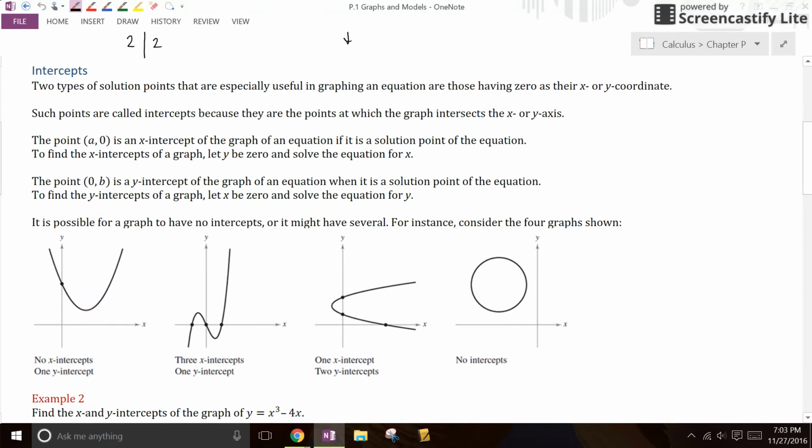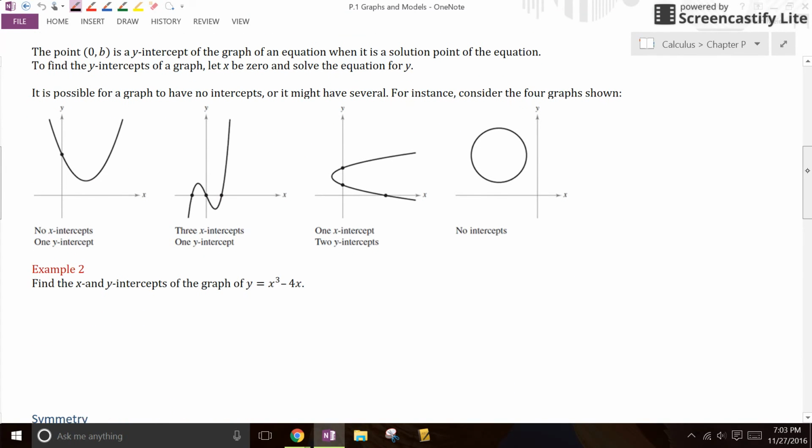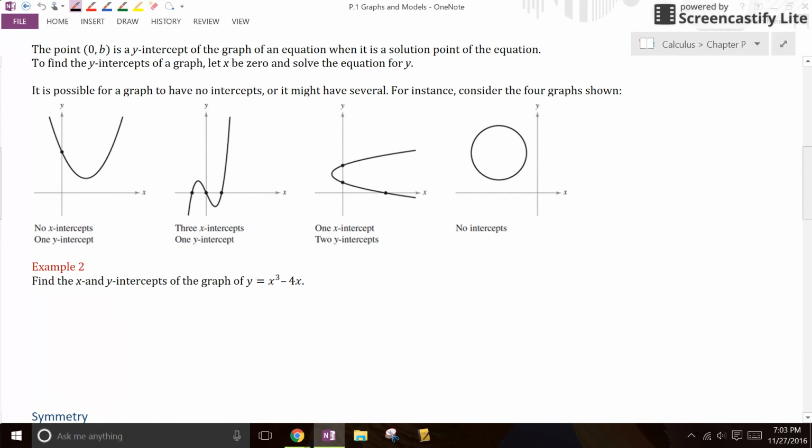All right, so now you can see some graphs here, the different types of things that could happen, where you could have no intercepts. Oh my gosh, look at that. There's one over here on the far right that has no intercepts. There's some over here that have no x-intercepts, but only y-intercepts, or combinations of everything else.